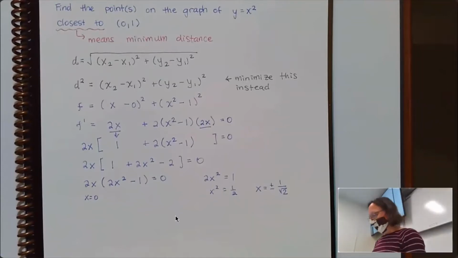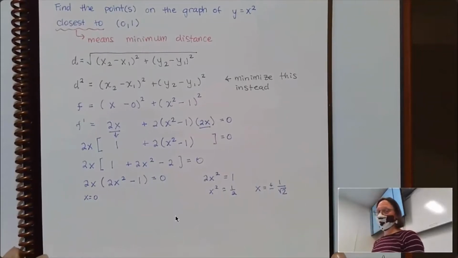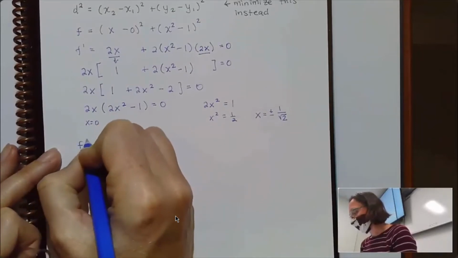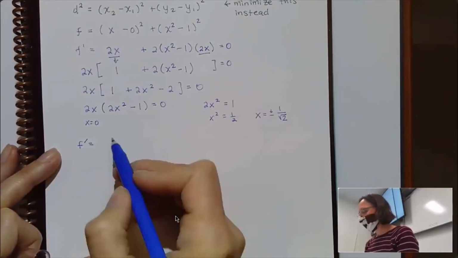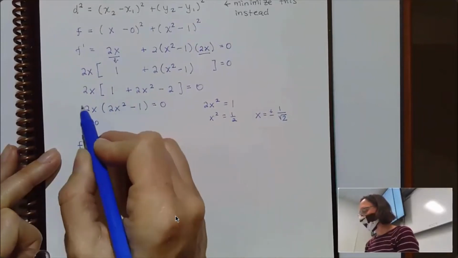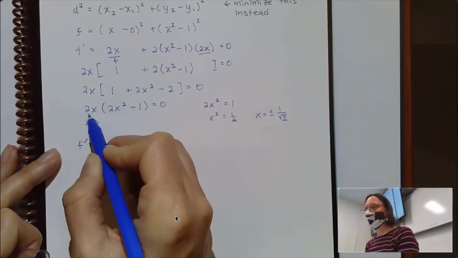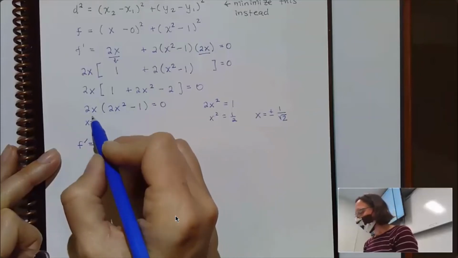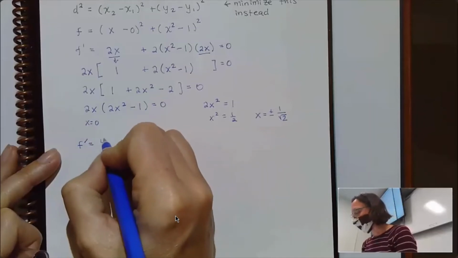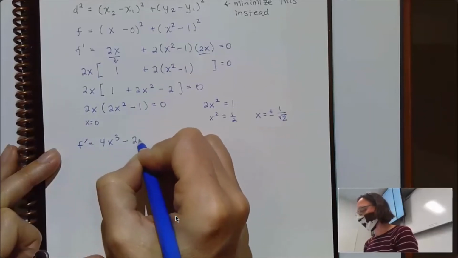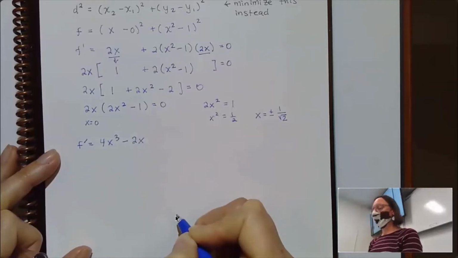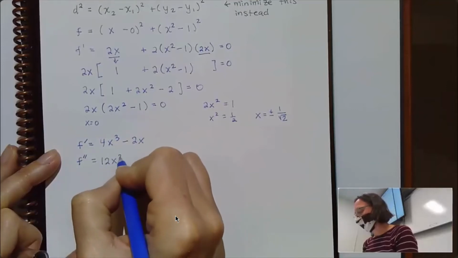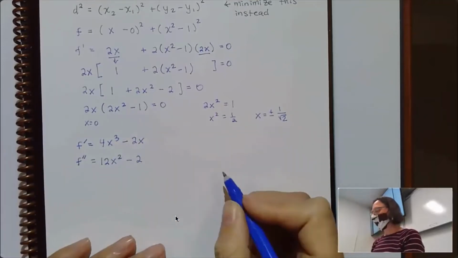So if I'm going to do the second derivative test on this, I want to go back to that first derivative, which is right here, but I kind of don't want it in the factored form because I try to avoid product rule whenever I can. So if I distribute that out, that's 4x cubed minus 2x. So now I can take a second derivative and get 12x squared minus 2. And then check our points.